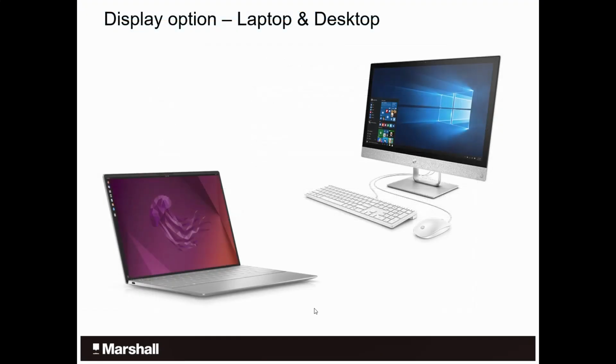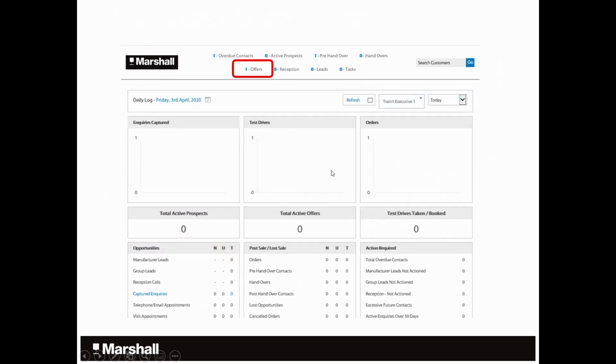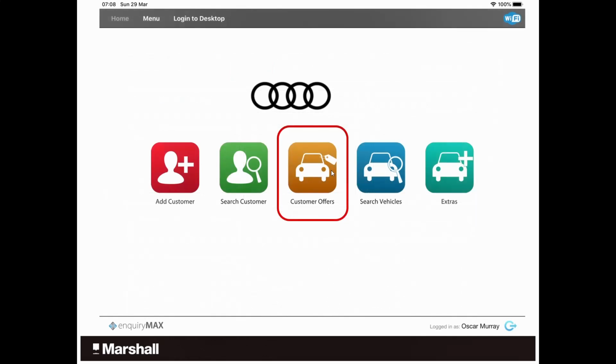So how does it differ on the laptop or the desktop or a freestanding computer in the showroom? 98% the same. There's just a couple of little differences. First difference is this. When you click send offer as a manager to the salesperson, in the iPad, that's where it appears, which you remember from earlier.